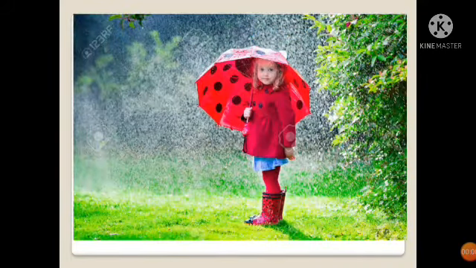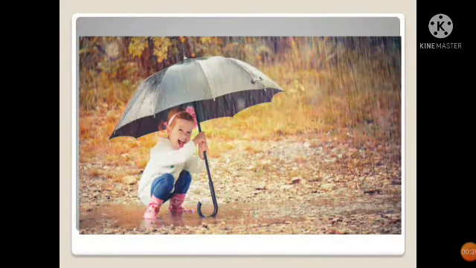Do you see this little girl standing in the rains? What has she got in her hands? An umbrella. And what is she wearing on her feet? She's wearing long boots. Yes, she's wearing long boots on her feet. She's wearing a jacket as well, you know? Yes, a jacket, to protect her from rains. This is another scenario, the little baby boy playing in the rains.